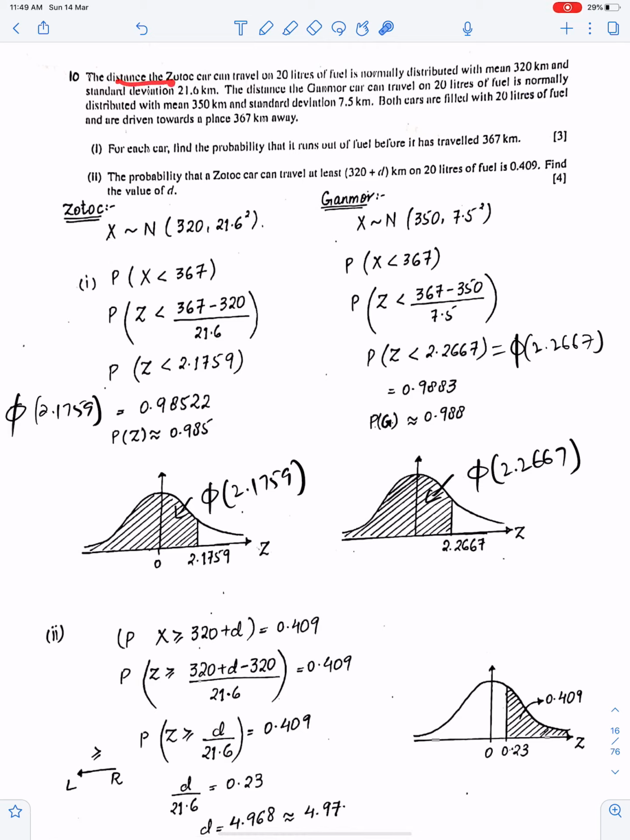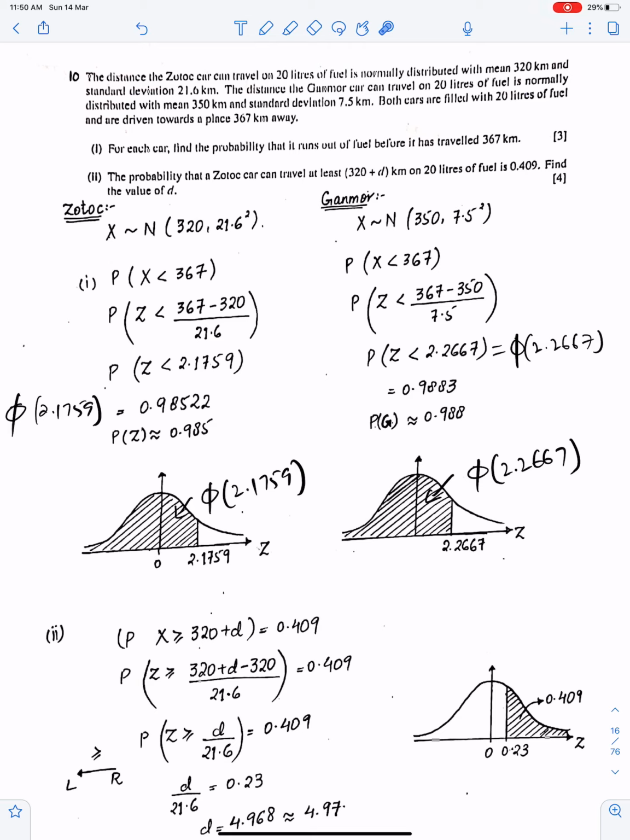The distance a Z car can travel on 20 liters of fuel is normally distributed with this mean and this standard deviation. The distance a G car can travel on 20 liters of fuel is normally distributed with this mean and standard deviation. Find the probability that it runs out of fuel before it has traveled 367 kilometers for each car. This is so simple, you just need to get this probability. That's the answer. Just need to solve this equation.